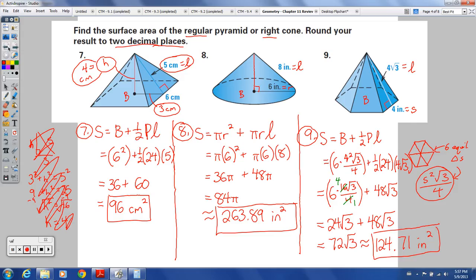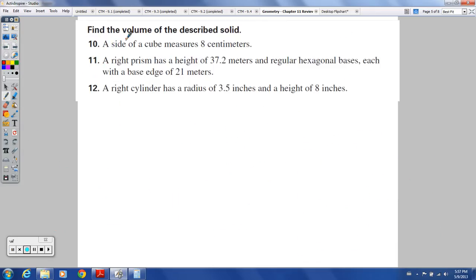So good to go on those ones. Let's check out some volume things now. Volume, the side of a cube measures 8 centimeters. Find the volume of something like that. So let's split this up.